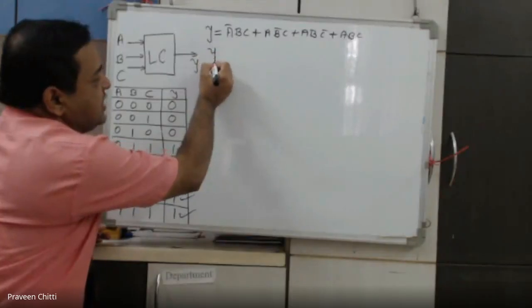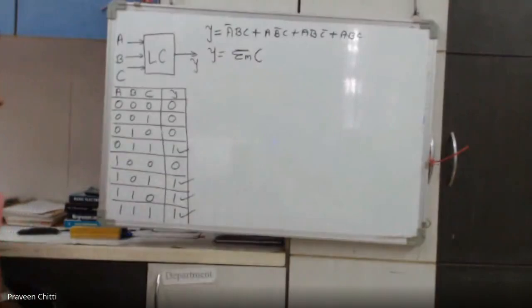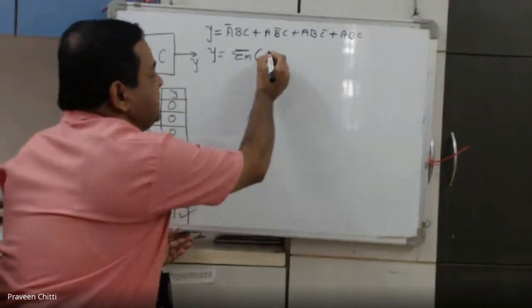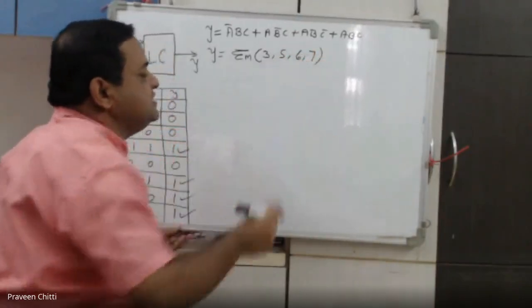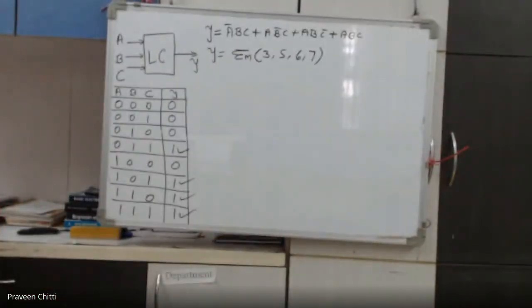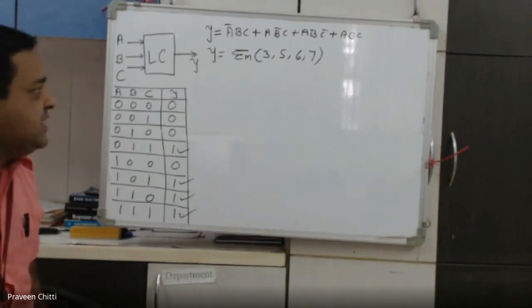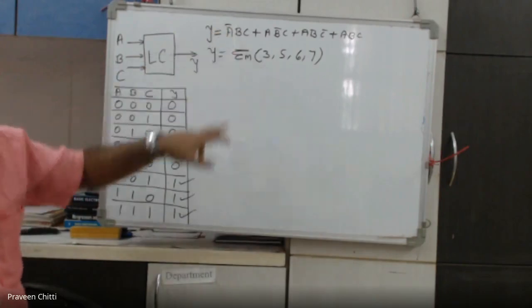Can you write the same in canonical SOP form now? Sigma m of 3, 5, 6, 7. This is how we can write the canonical SOP form. Since at this stage we have not yet studied simplification techniques, to complete the design of the circuit we have to implement this equation as it is.